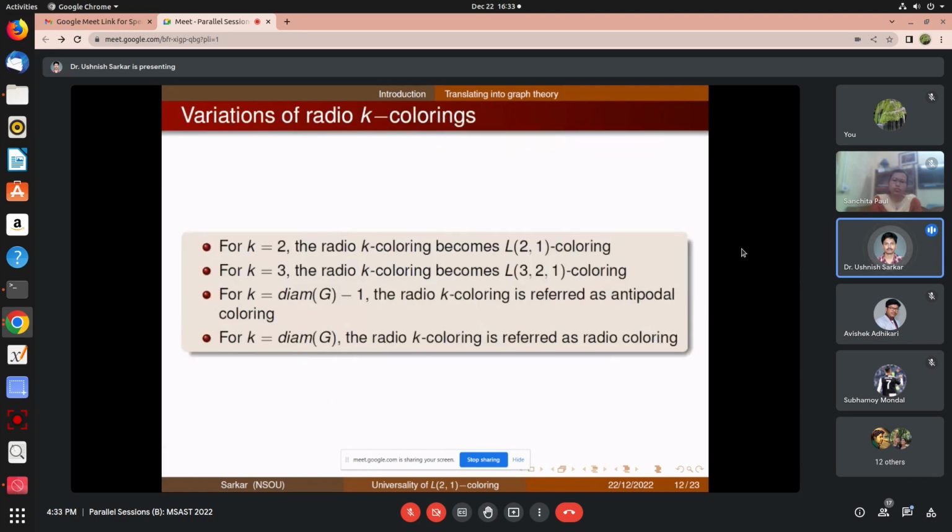Now, there are a few variations of this radio k-coloring problem. For k equals 2, this problem becomes L(2,1) coloring, which we will talk about today. And for k equals 3, it becomes the L(3,2,1) coloring problem. When k is diameter minus 1, it is called antipodal coloring, and when it is exactly the diameter, it is called the radio coloring.